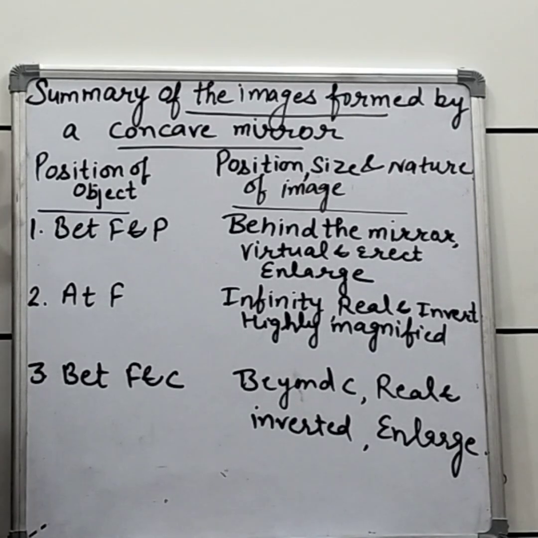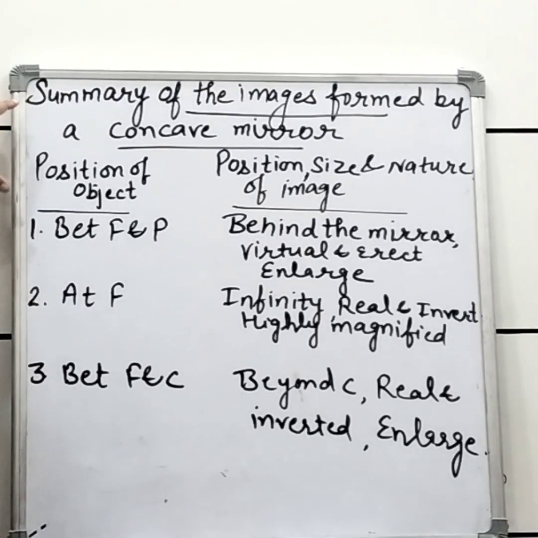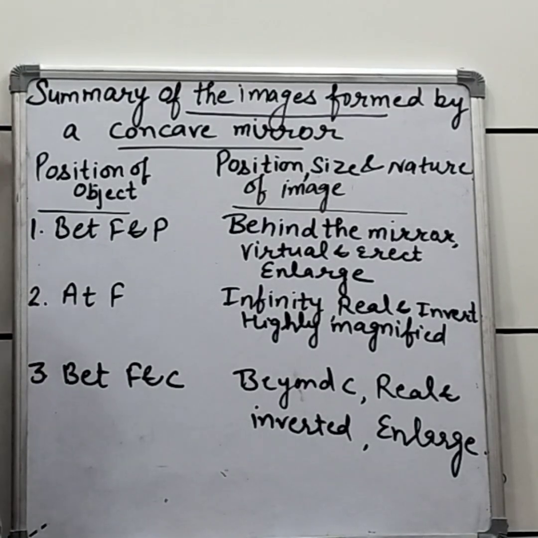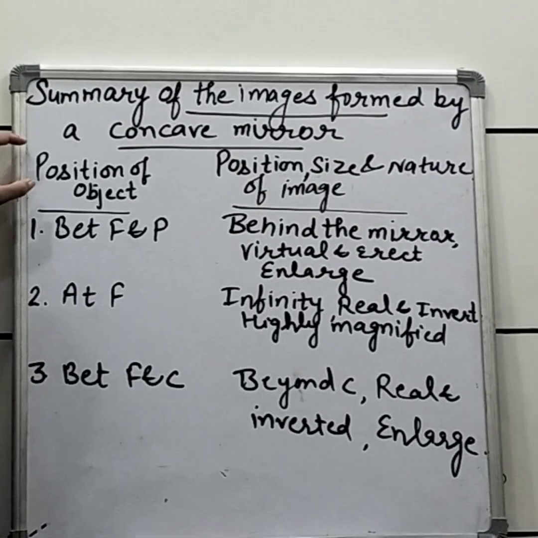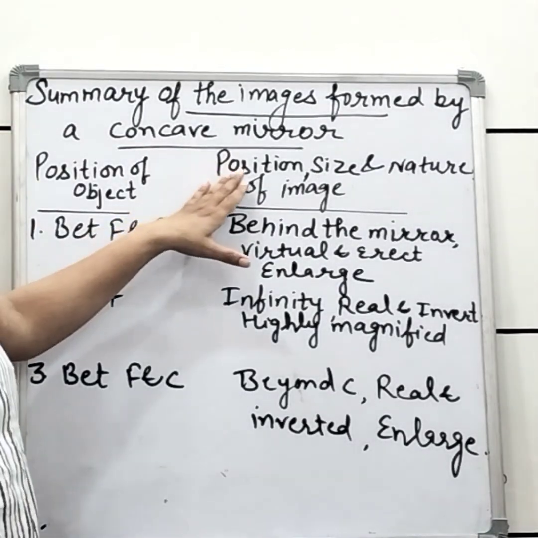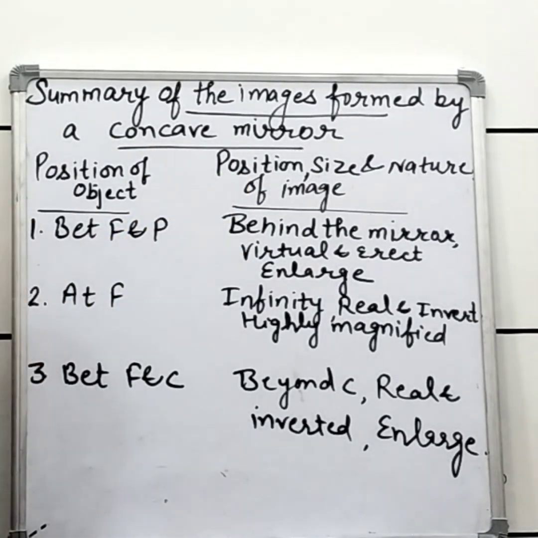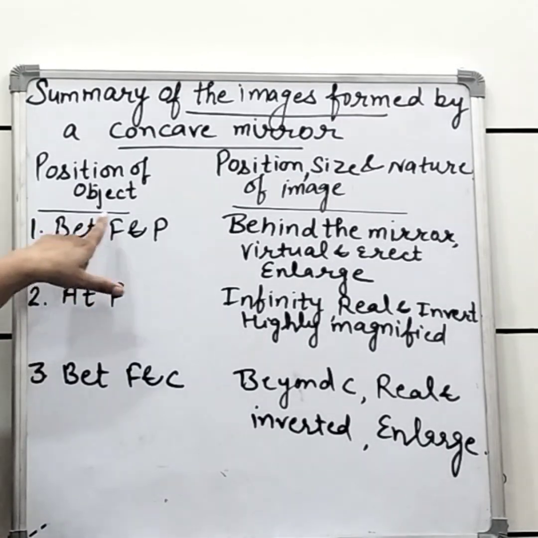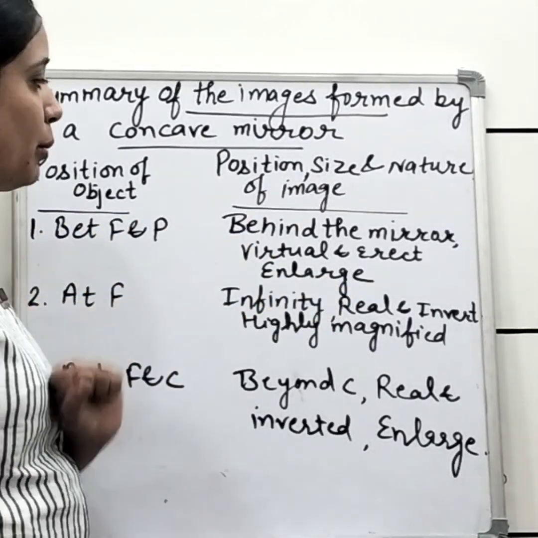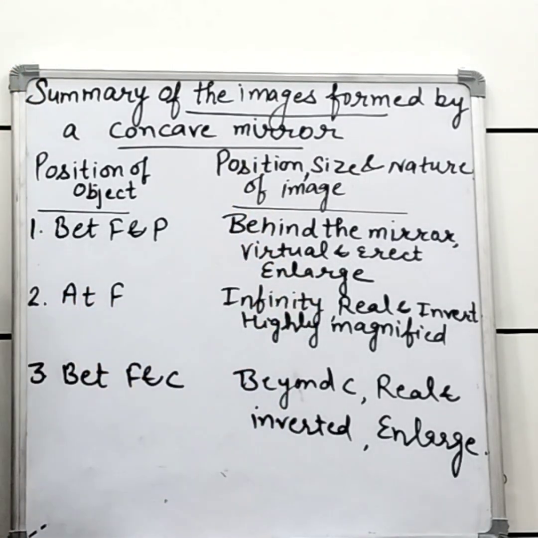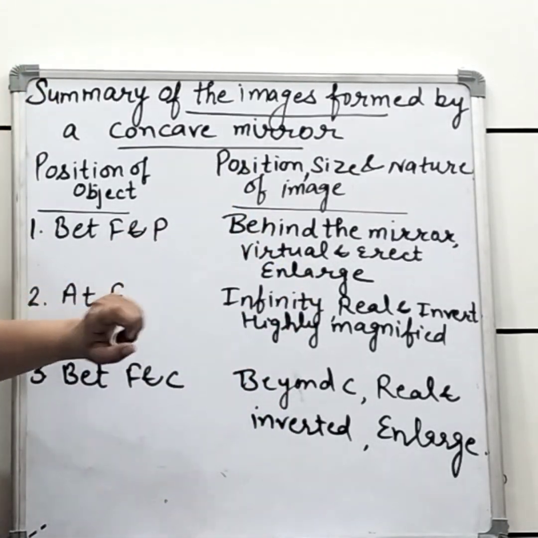So yesterday we discussed how the image is formed in the concave mirror. Today we will discuss a summary of the images formed by a concave mirror. Firstly, position of the object, and position, size and nature of the image. When the object is placed between focus and pole, then the image formed is behind the mirror, virtual, erect and enlarged in size.